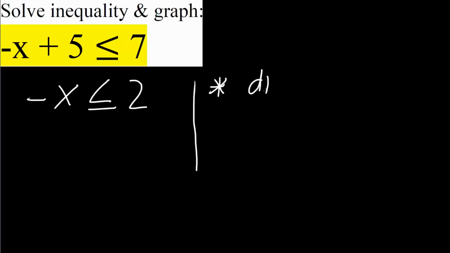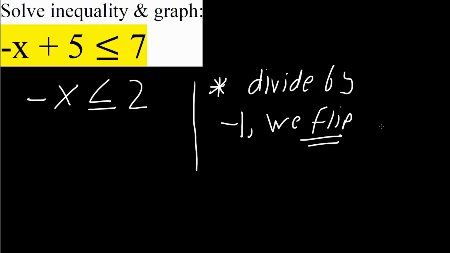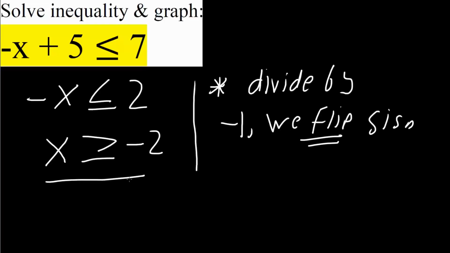If we divide by -1, we flip the sign. Meaning, now I'm going to divide by -1. I would get x is greater than or equal to -2. I'm dividing by a -1, and so I need to flip the sign. This is a very important rule that you have to memorize. And so this would be the answer.